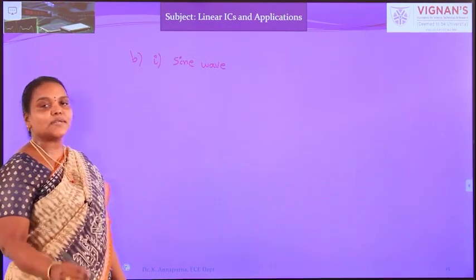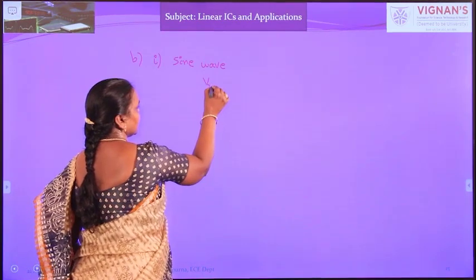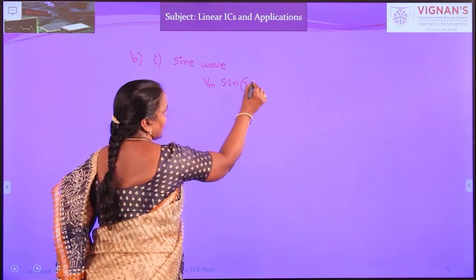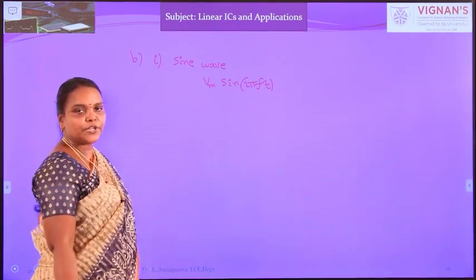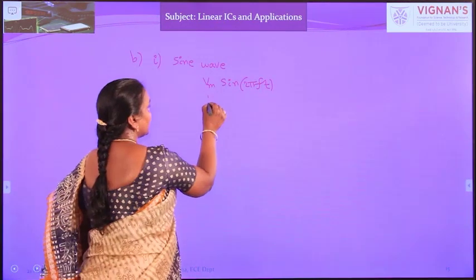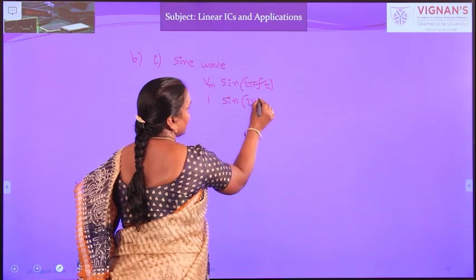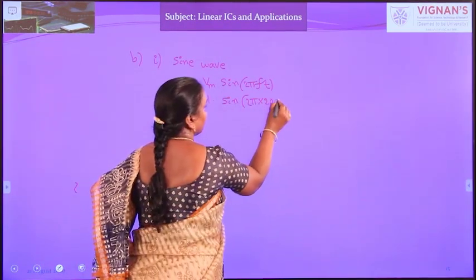Okay, for sine wave, what is the standard representation? It is Vm sine 2 pi f t, right? Here, what is the maximum input given? 1 volt. So, 1 into sine 2 pi, and what is the frequency? It is 200 hertz into t.